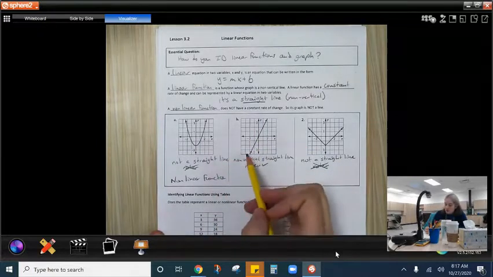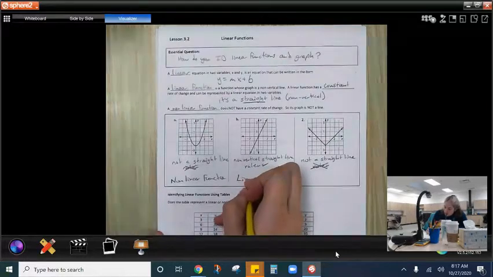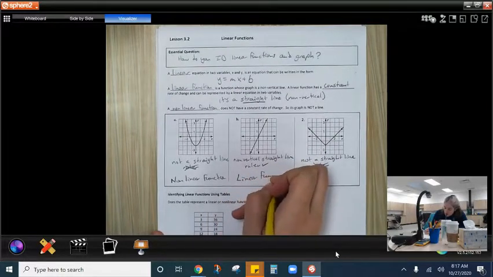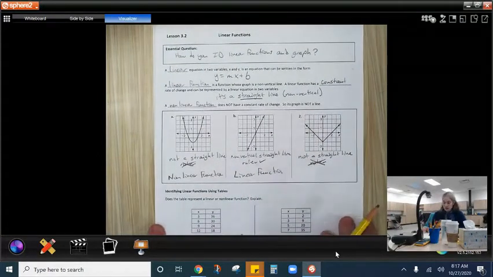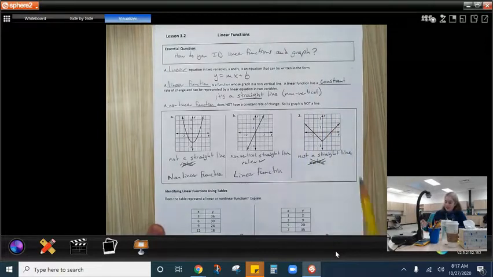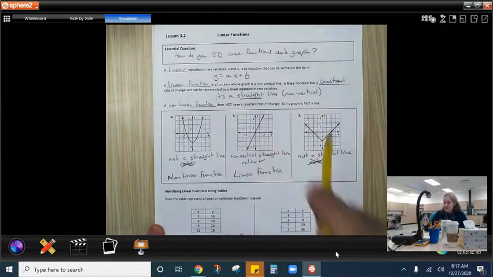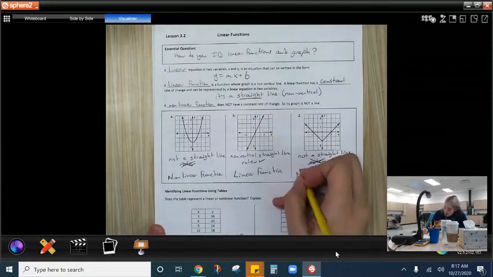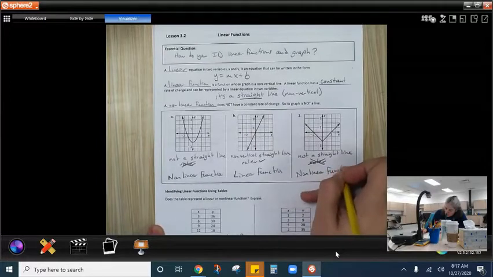For our next one here, can I use a ruler to draw this straight non-vertical line? Yes. So this is a linear function. And then for our next one, this one's a little tricky for most students. It is a function. It passes the vertical line test, but can I use a ruler to draw it? No, I can't. So this is a non-linear function.